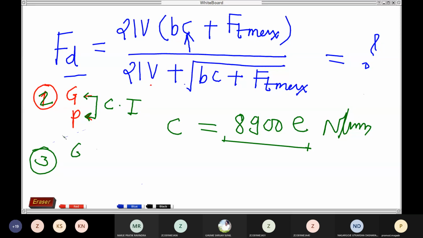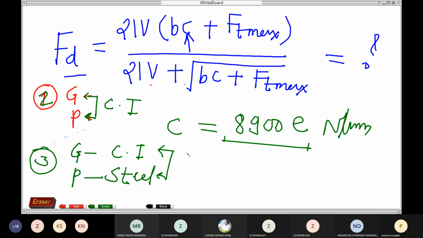Third one I'll write. When gear is made up of cast iron and pinion is made up of steel. We have taken the same condition for K also, the load stress factor. Then the value of deformation factor C is equal to 10,000 times error in terms of E.